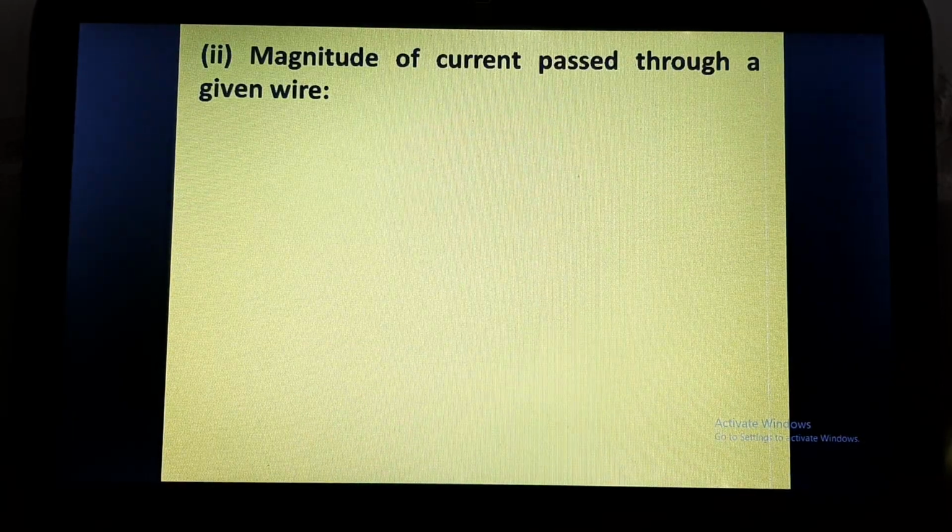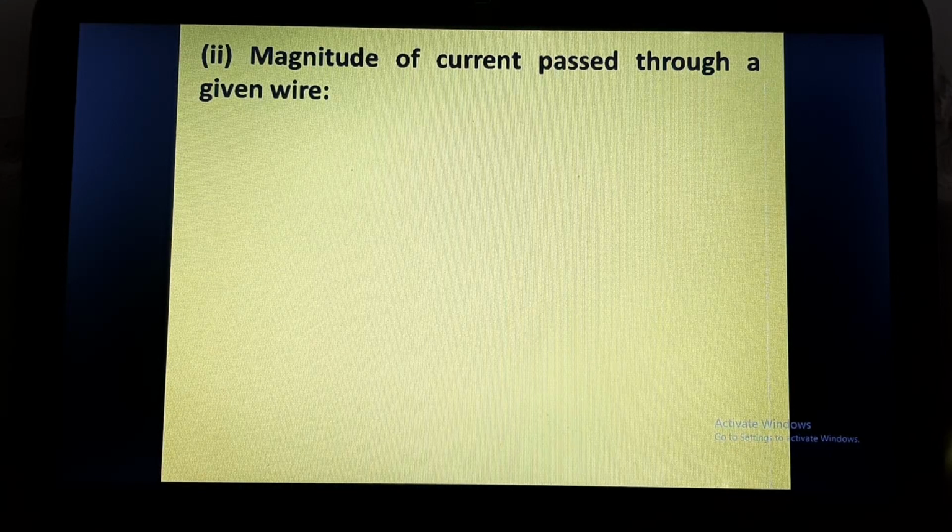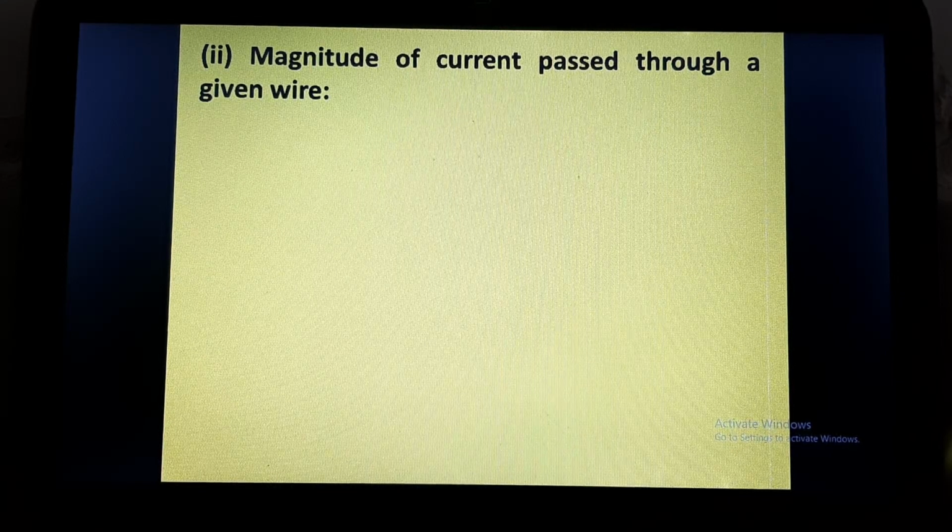Clear? Now the second is magnitude of current passed through a given wire. Magnitude means how much current is passed.